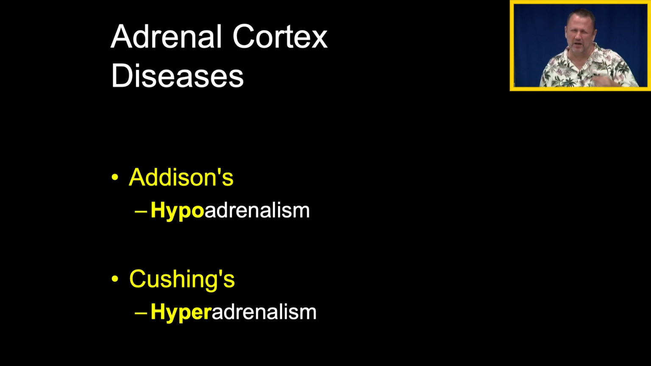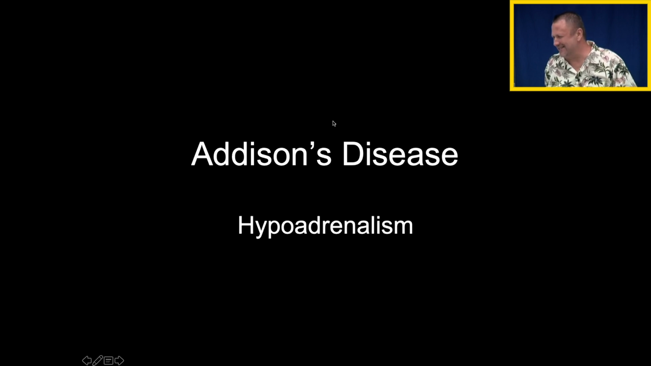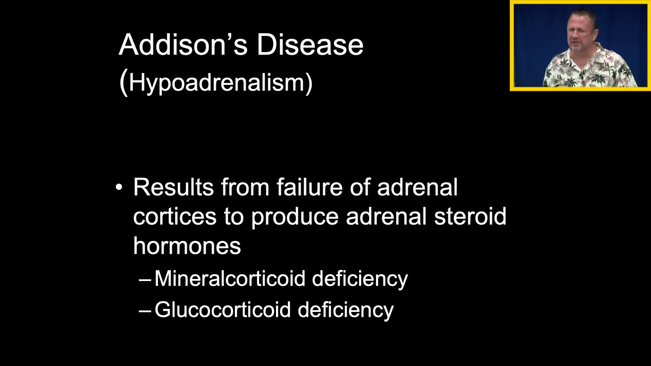All right, this is what I want you to really know from this lecture. Addison's is hypoadrenalism. Cushing's is hyperadrenalism. So you think about the adrenal hormones, they're missing in Addison's disease. If you think about Cushing's, there's too much. Right? So again, these are opposites. All right, so we'll start with Addison's disease, hypoadrenalism.